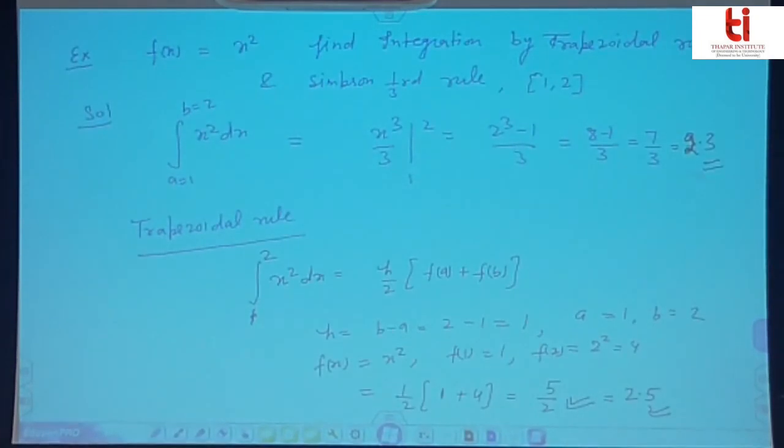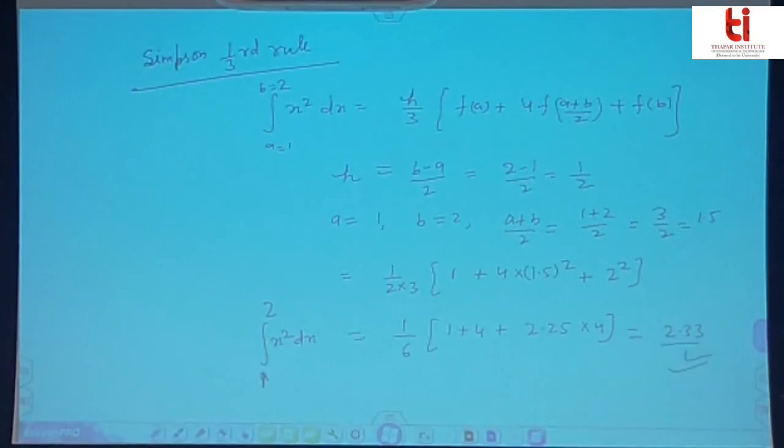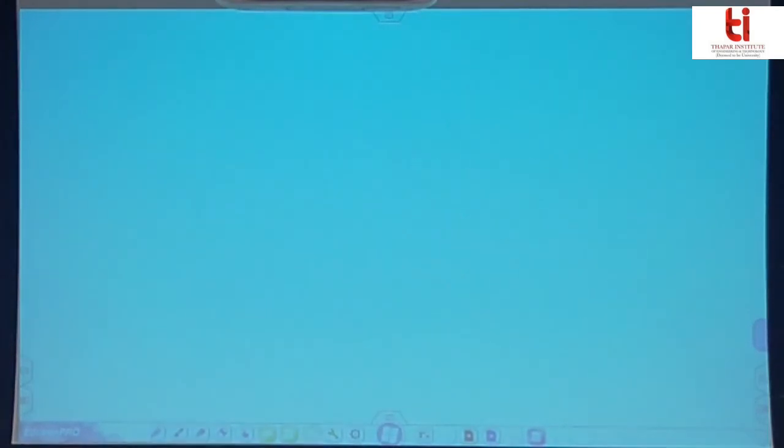Okay, this is the exact solution. This is the approximate solution by the trapezoidal rule, and this is the solution by the Simpson 1/3 rule. How much error are we getting? If we check the error, how much is it? Error is exact minus approximate.